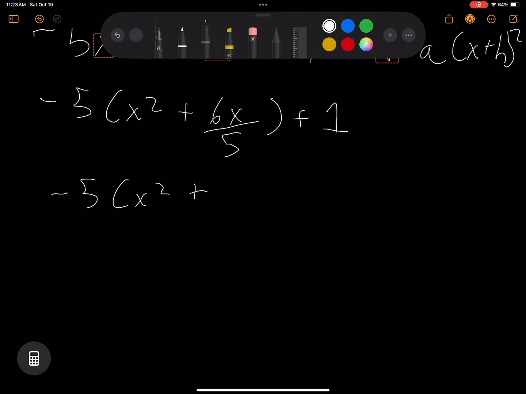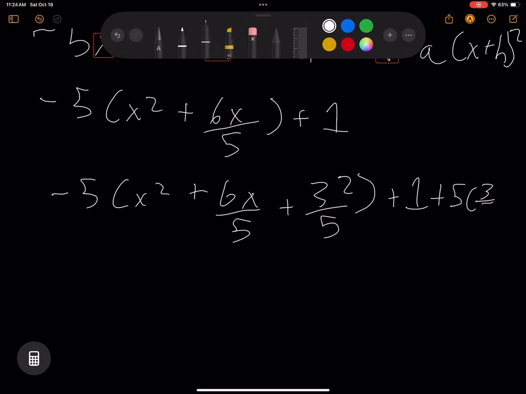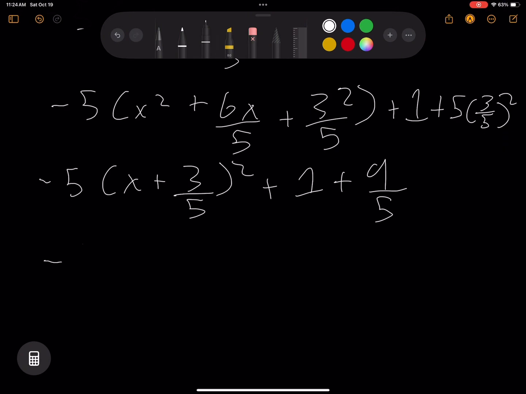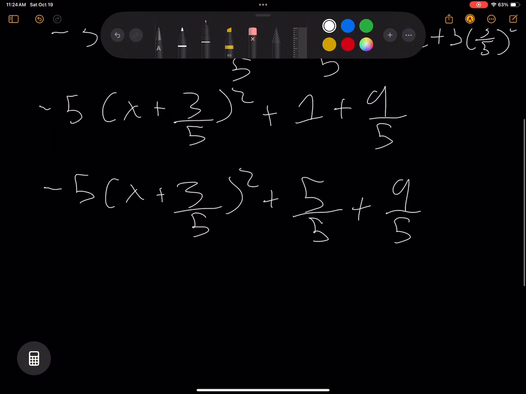Now negative 5 times x squared plus 6x over 5 plus 3 over 5 squared, plus 1 plus 5 times 3 over 5 squared. Now negative 5 times x plus 3 over 5 squared plus 1 plus 9 over 5, which is the same as 5 times 3 over 5 squared. Now we have negative 5 times x plus 3 over 5 squared plus 5 over 5 plus 9 over 5. So now we have negative 5 times x plus 3 over 5 squared plus 14 over 5.